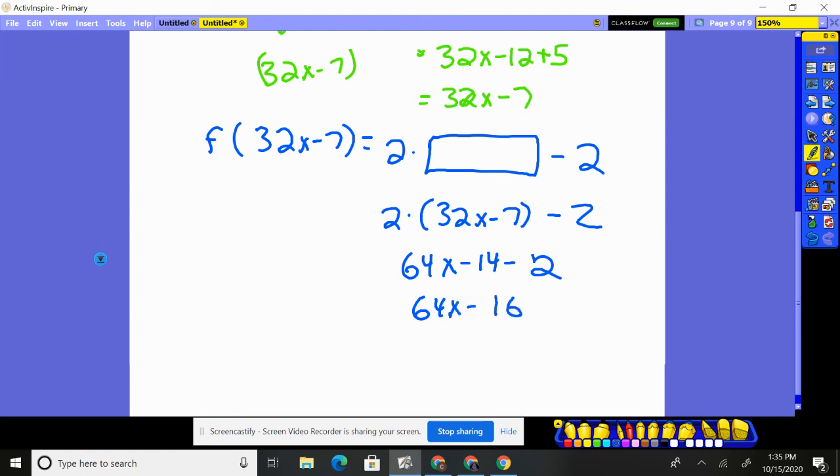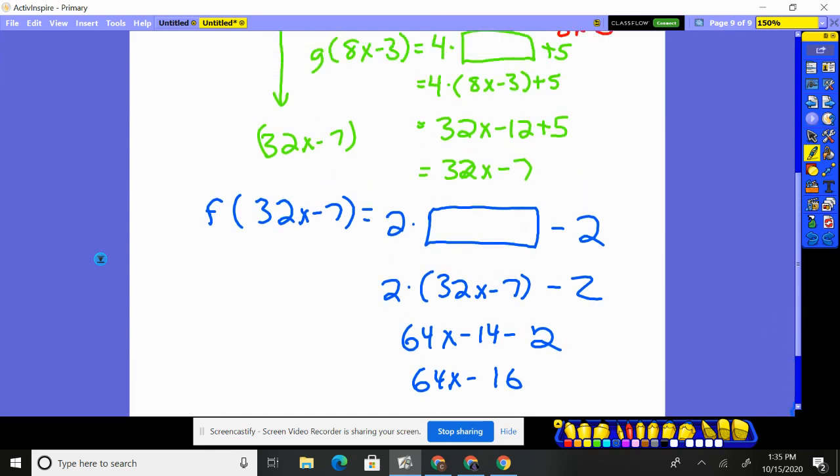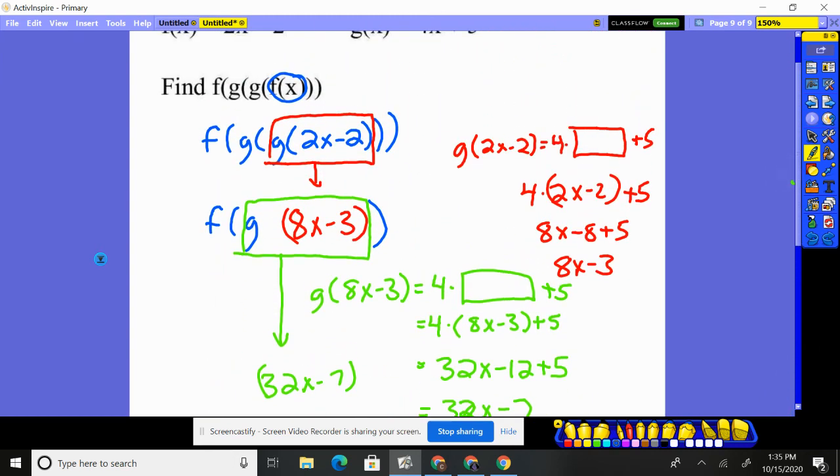Now, granted, that took a lot, and it was a pain, but we just simply evaluated this piece, got the answer, plugged it into the g function, boom, got the answer, then plugged it into the f function, and came out with our final answer. I know it's a little tricky. You just have to be very organized and concentrate on what you're doing.